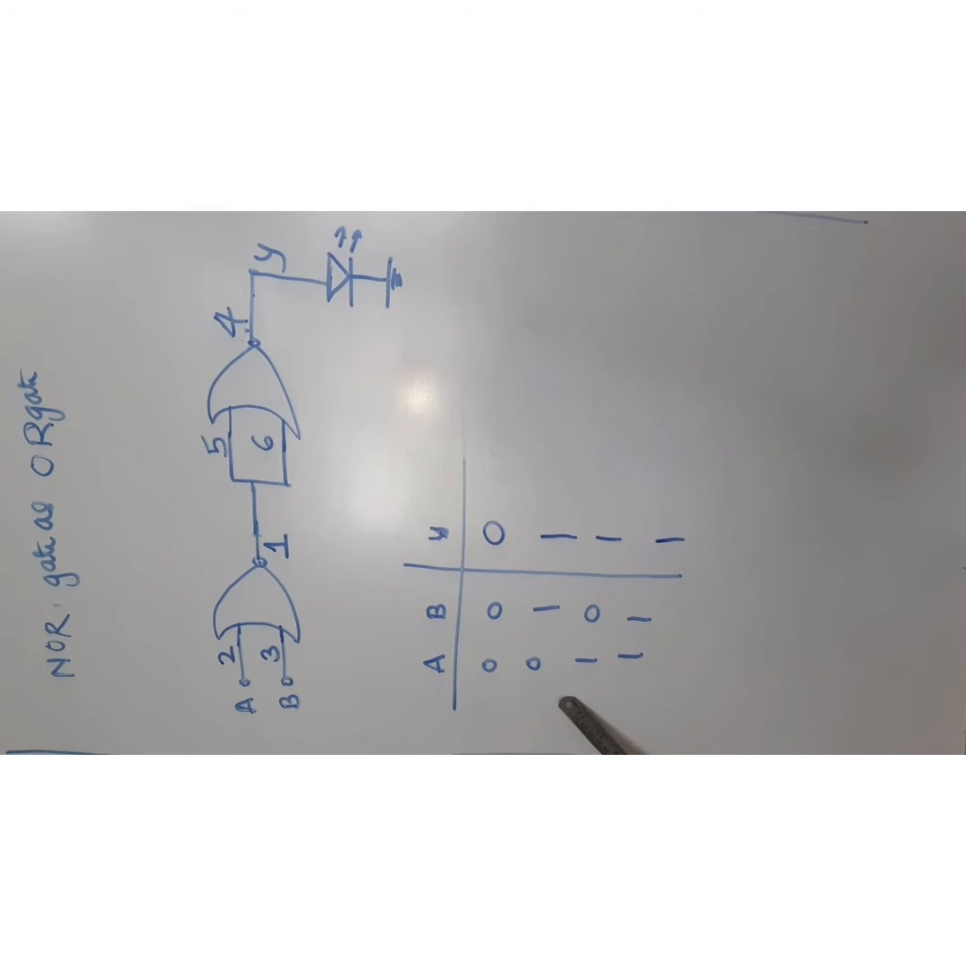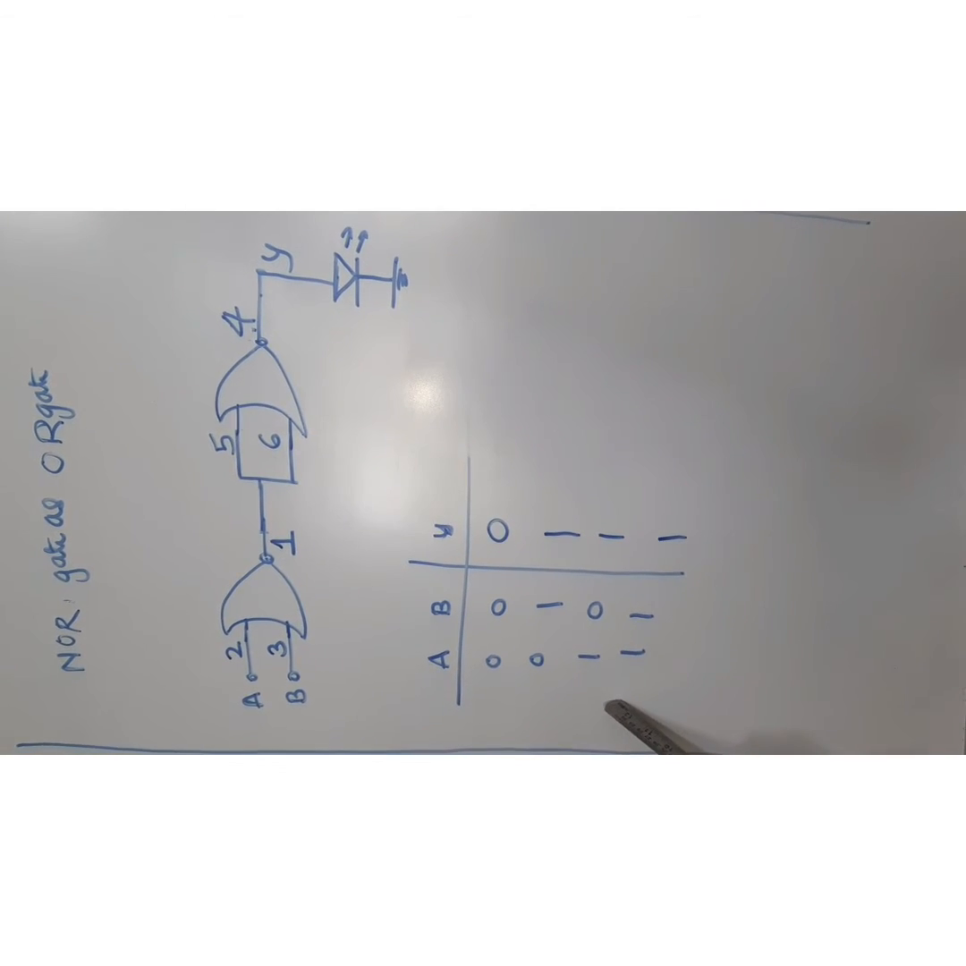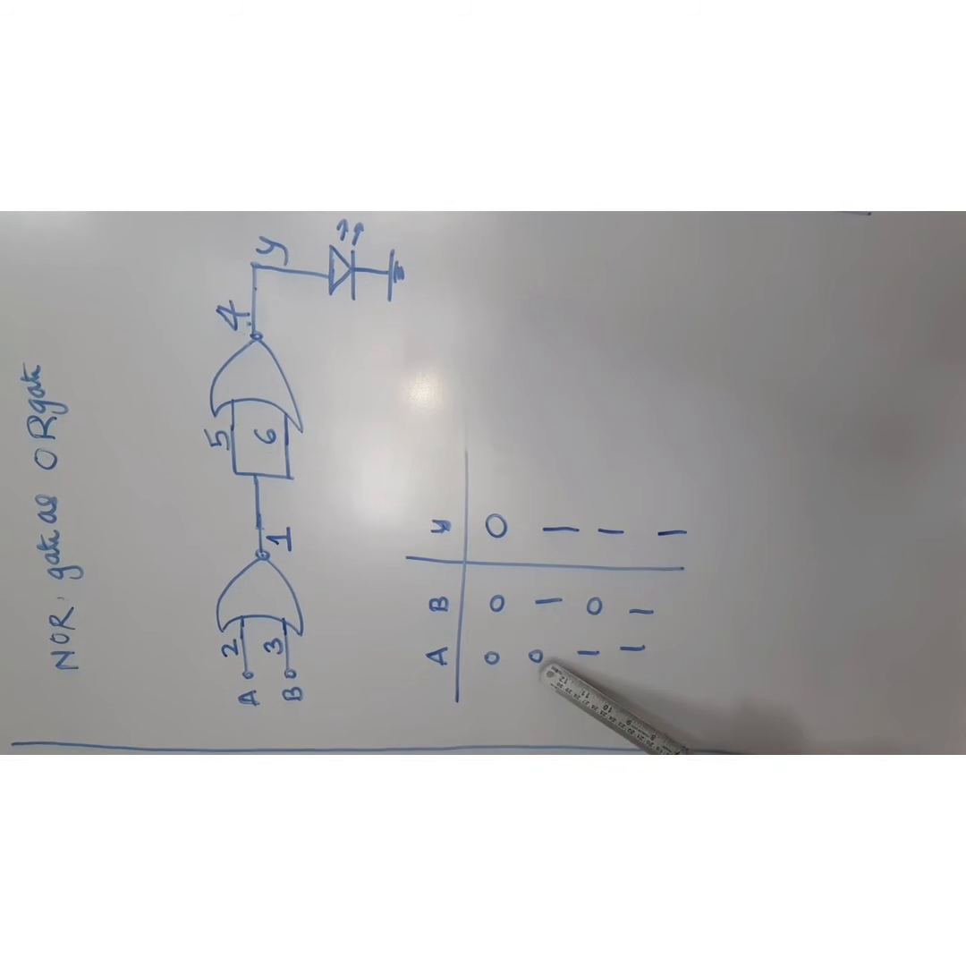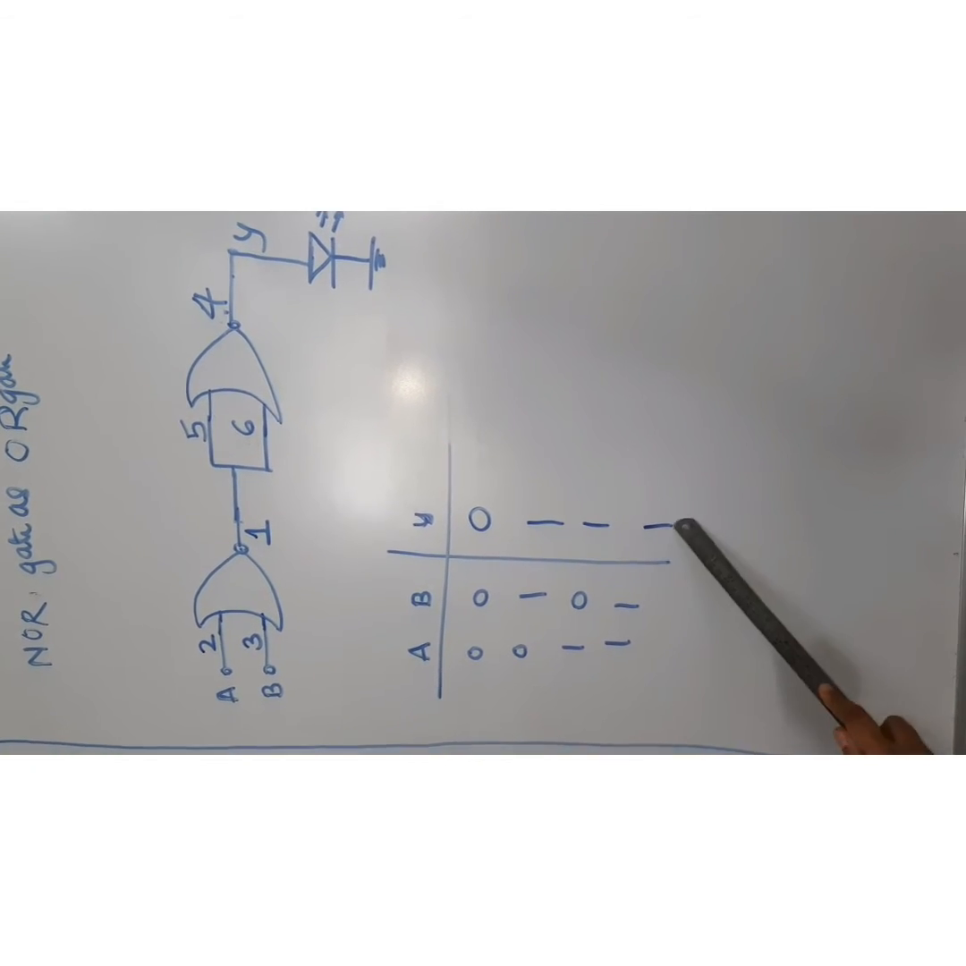And this is the truth table of NOR gate as OR gate. So output will be of OR gate. So 0 0 output is 0, 0 1 it is 1, 1 0 it is 1, and 1 1 it is 1.